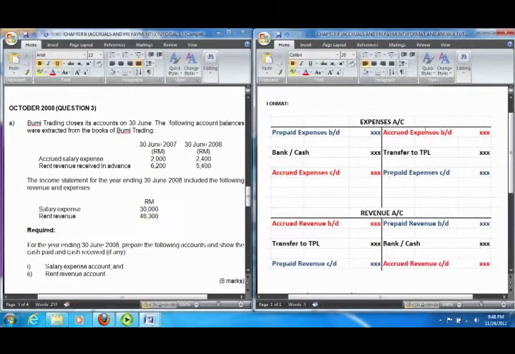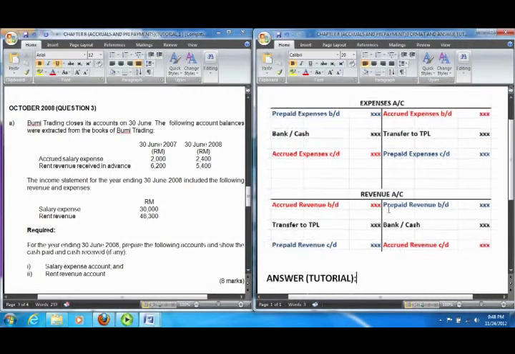October 2008, question 3. This is the format, and it is very important for you. If you remember this format, it is easy for you to substitute the information into it. So first, as you can see, Bumi Trading closed its account on 30 June.